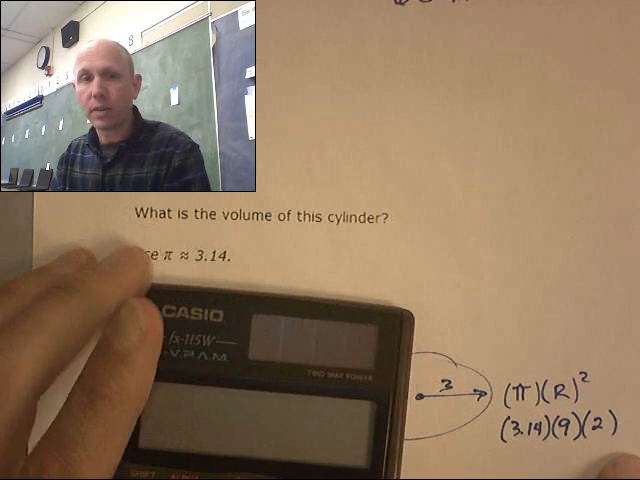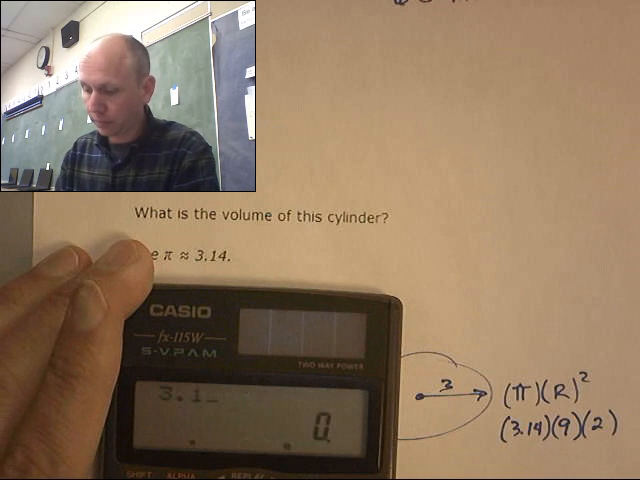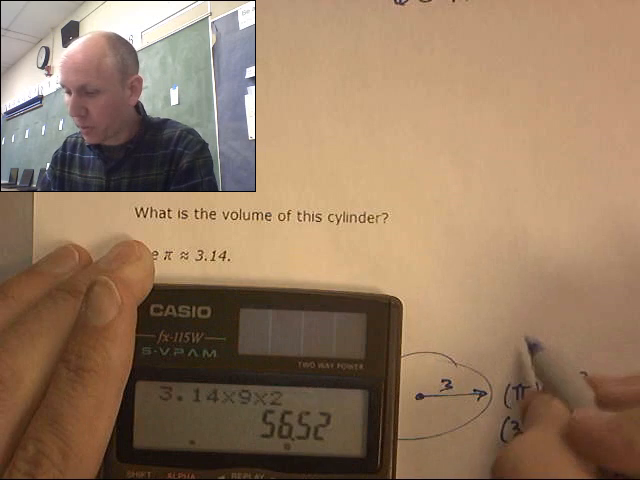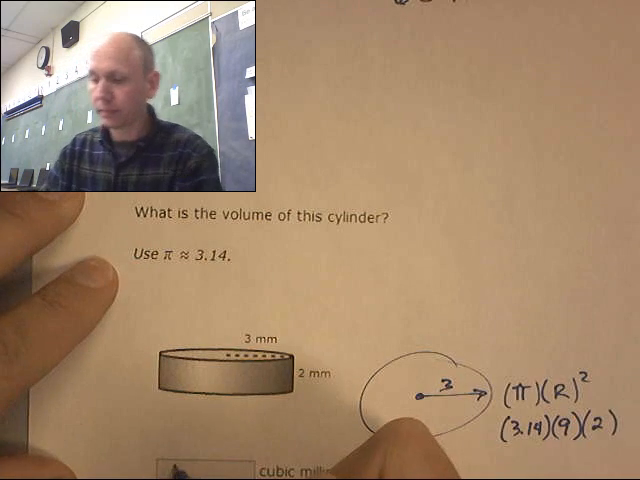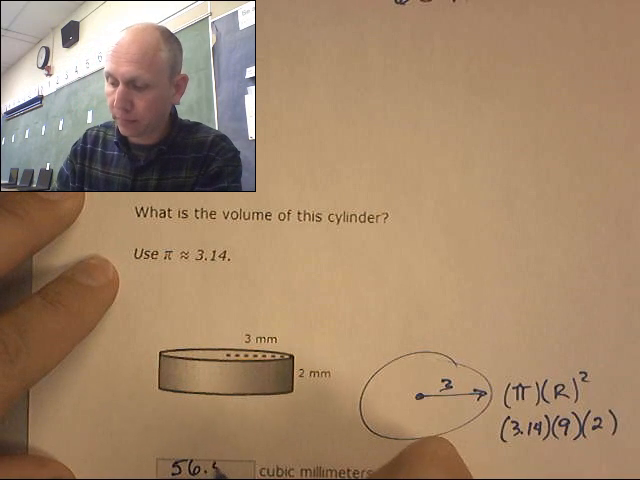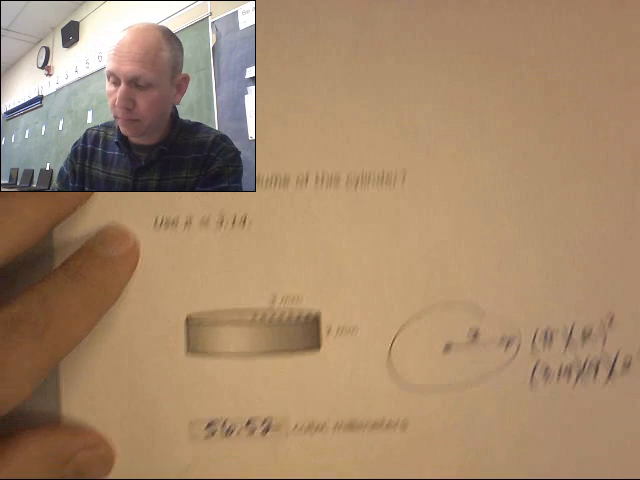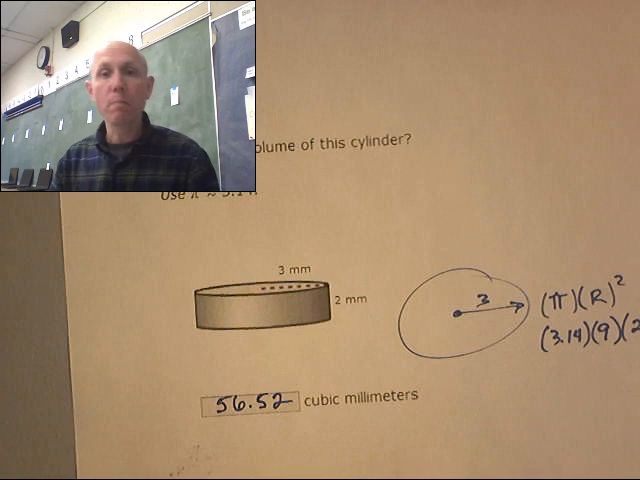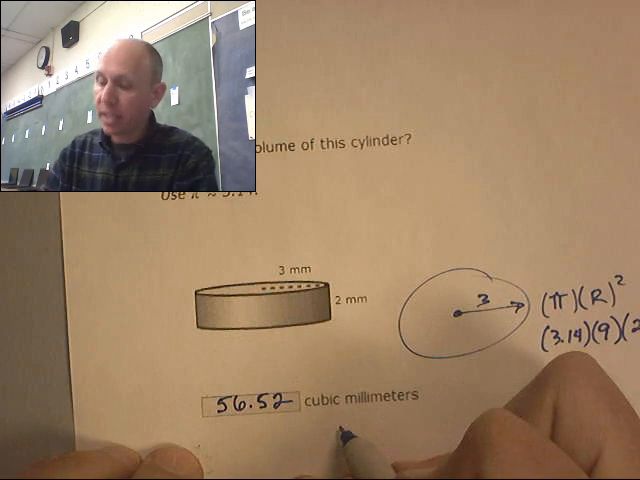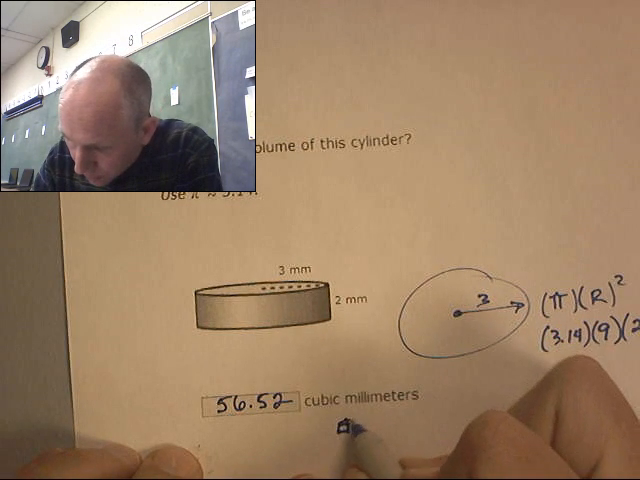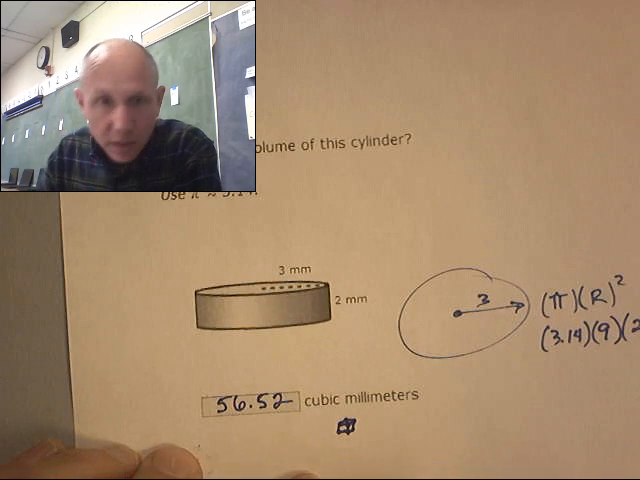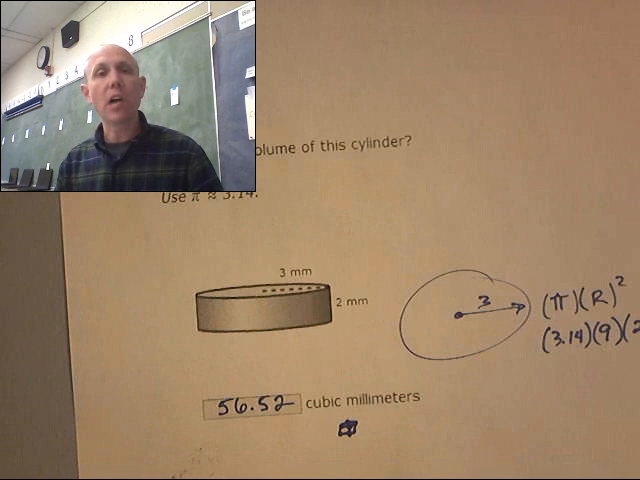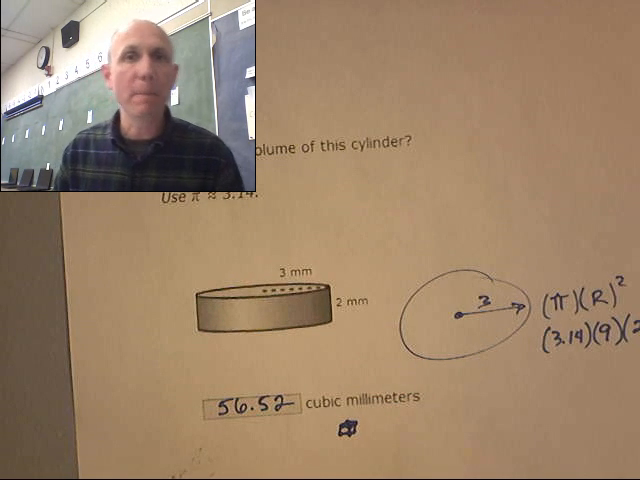Let's use a calculator on that one. 56.52. That is the volume in cubic millimeters. That's how many little tiny cubes could fit inside of that cylinder. That is the volume of the cylinder in cubic millimeters.